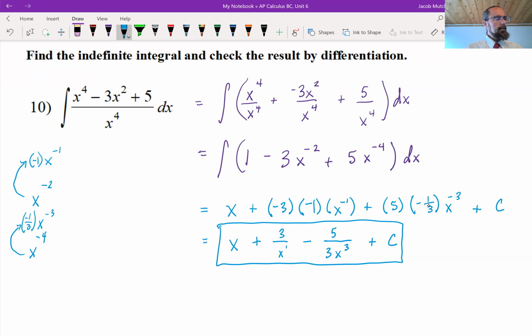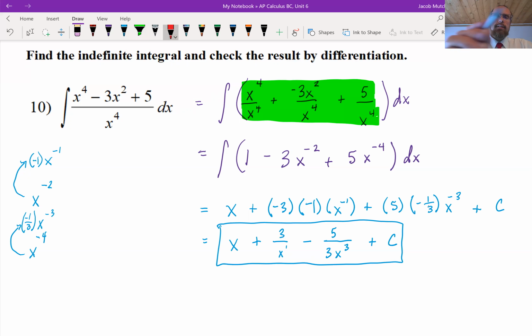Again, we should check it to make sure that the derivative matches my initial integrand. So again, let me differentiate. So I'll highlight the integrand there. That's what it's going to look like, hopefully, when we differentiate. So we'll just take what we just wrote here and differentiate to check.